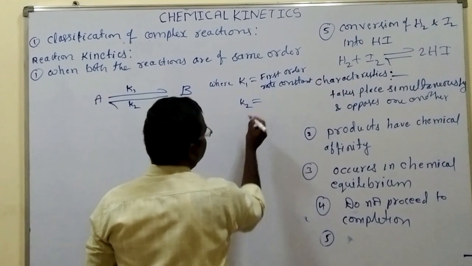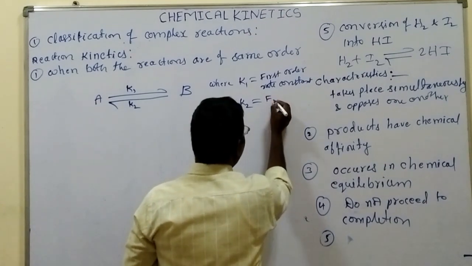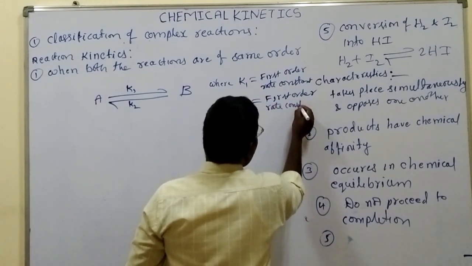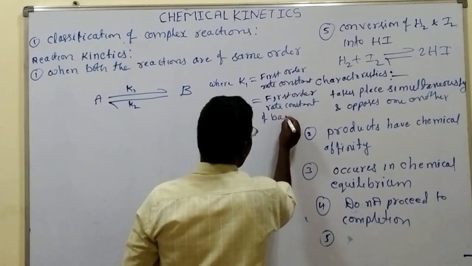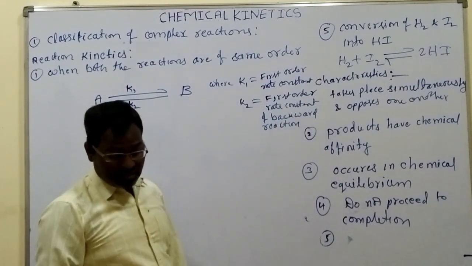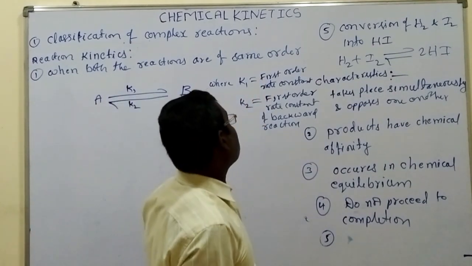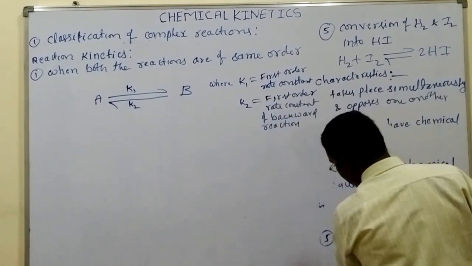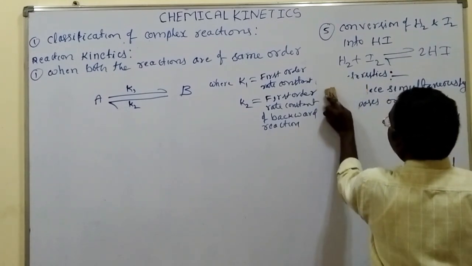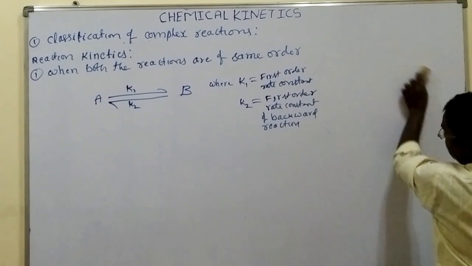and K2 is the first order rate constant of backward reaction. So it is also a first order rate constant of backward reaction, whereas the first one is the first order rate constant of forward reaction. One is the backward reaction and one is the forward reaction. So both are opposing one another. So this is the condition.